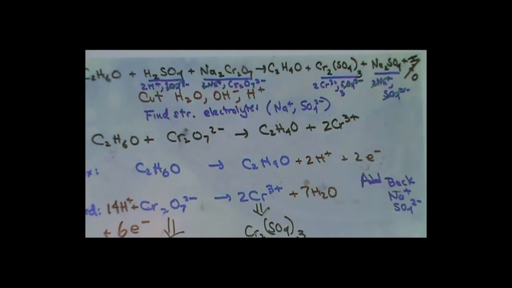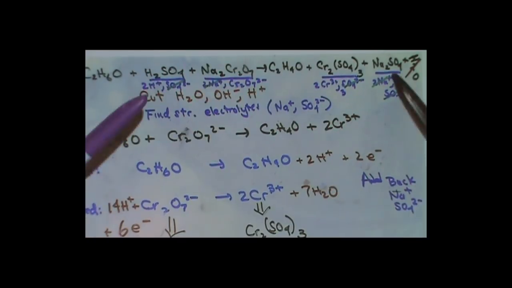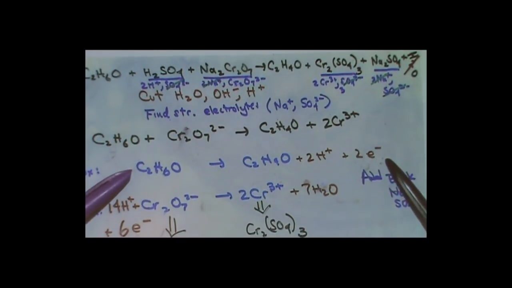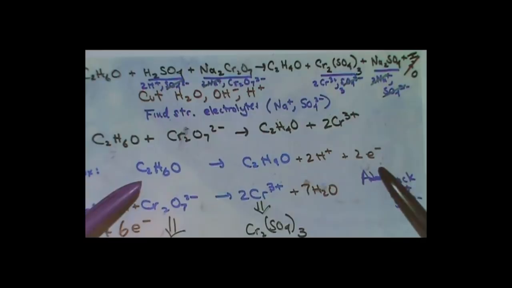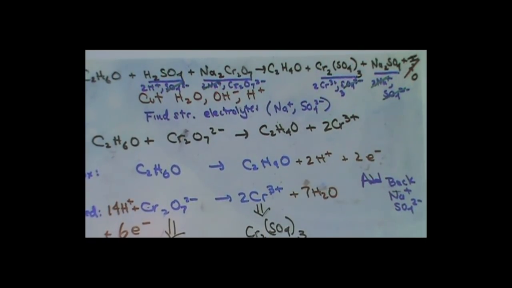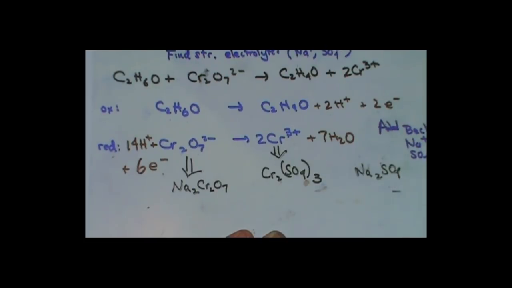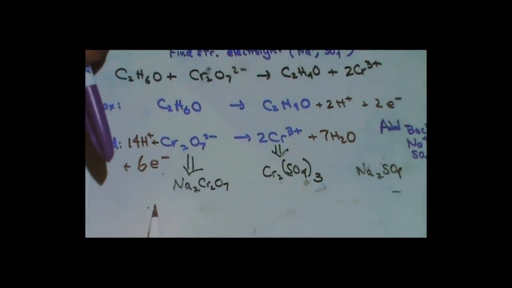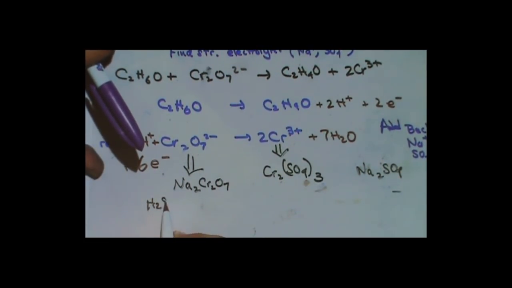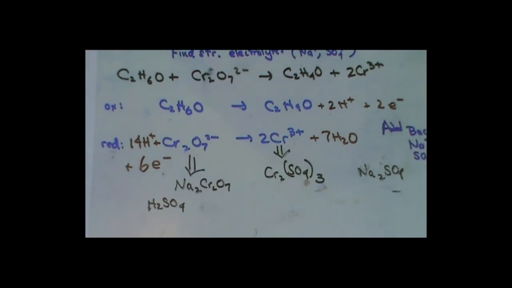Anything you cancel has to come back when you're reporting your answer. Again, you could have kept these all the way through and they would still be here, but then you'd have the difficulty of balancing this with spectator ions. I'm preferring to balance this first and then put my spectator ions before I report the answer. So over on this side, I'm going to have to add back a sodium sulfate because it was right here. And over on this side, I'm going to have to add a sulfuric acid because it was right here. Okay, let's see how that's going to work.